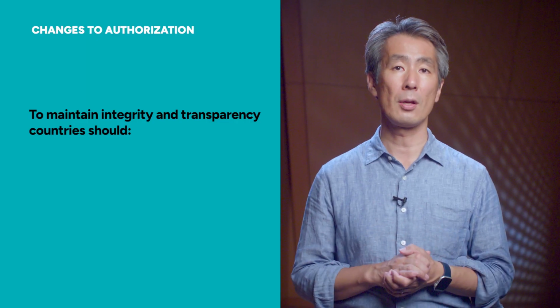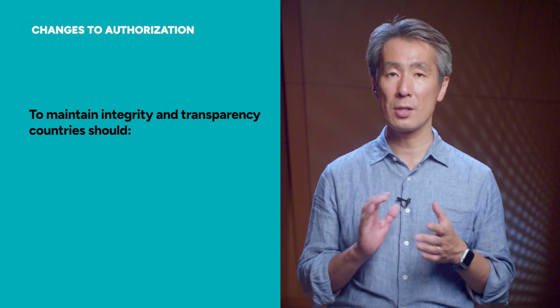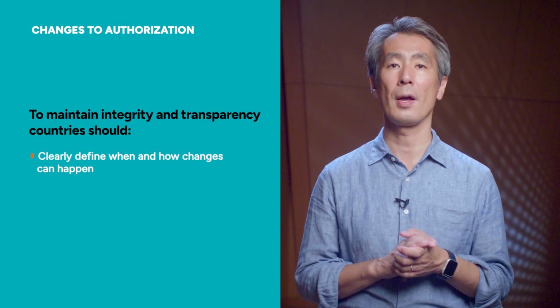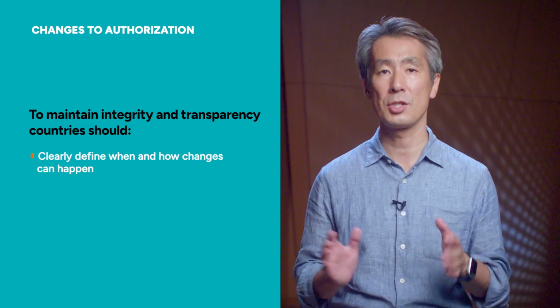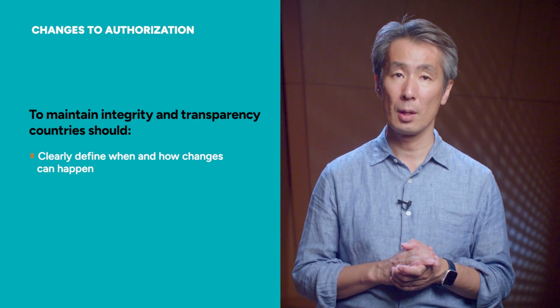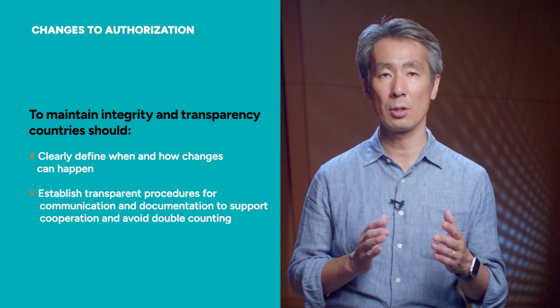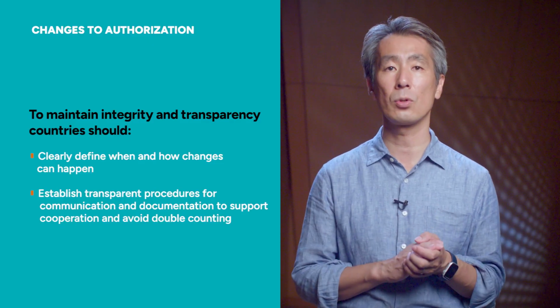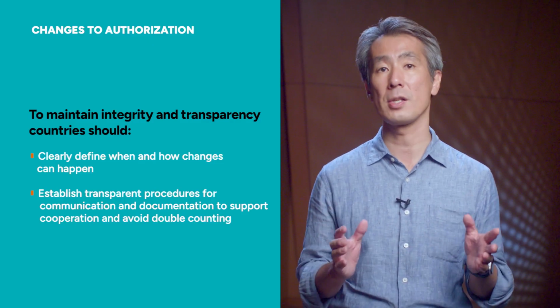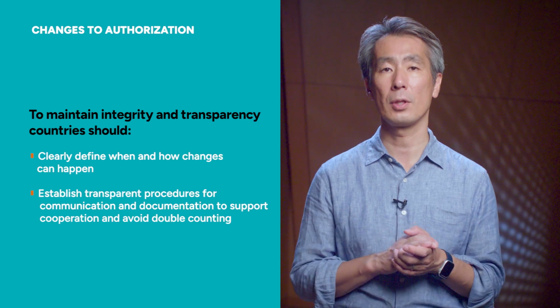To maintain integrity and transparency, countries should clearly define when and how changes can happen, and establish transparent procedures for communication and documentation to support cooperation, and among other things, effectively avoid double counting. This ensures authorizations stay adaptable while protecting against double counting.